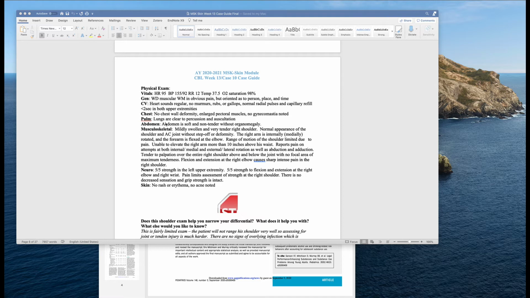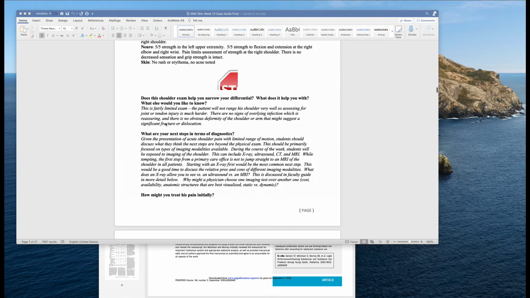It's also a chance for them to then go into PCL and actually walk through a detailed shoulder exam. So this is a pretty limited shoulder exam. By the end of this week, they should have a better sense of how you would do a detailed shoulder exam.